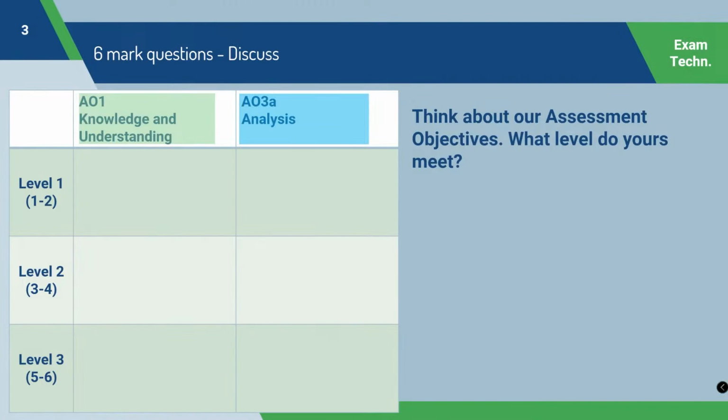Now, in terms of the discuss question, we're going to start with the discuss question. So I'm going to talk through what level 1, level 2, level 3 looks like, and then we're going to go through an example here. The first thing to be aware of is knowing what your assessment objectives are. The 2 assessment objectives assessed here are knowledge and understanding, so AO1, and AO3A, which is analysis.